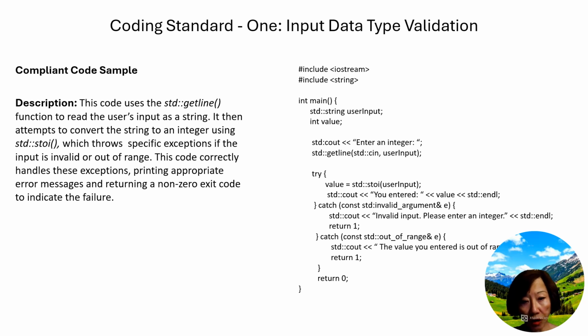A more robust version looks like this. This code here uses the std::getline function to read the user's input as a string. When you enter something on the console, it comes through as a string. It then attempts to convert the string to an integer using std::stoi, which stands for string to integer function, which throws specific exceptions if the input is invalid or out of range. This code here correctly handles these exceptions, printing appropriate error messages and returning a non-zero exit code to indicate the failure.